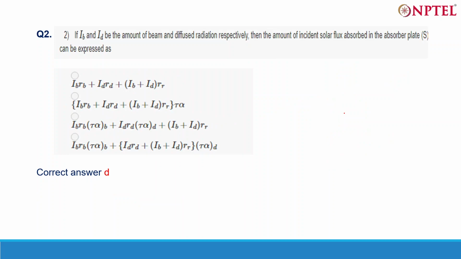Moving to question 2. IB and ID are the amounts of beam and diffuse radiation respectively, then the amount of incident solar flux absorbed in the absorber plate can be expressed as. So there is the absorber plate, and IB and ID are the beam and diffuse radiation. When you go through different components and try to compile them, you will find, even in the slides, it has been given. So you will find this is the correct answer. The amount of incident solar flux absorbed in the absorber plate will be this much.